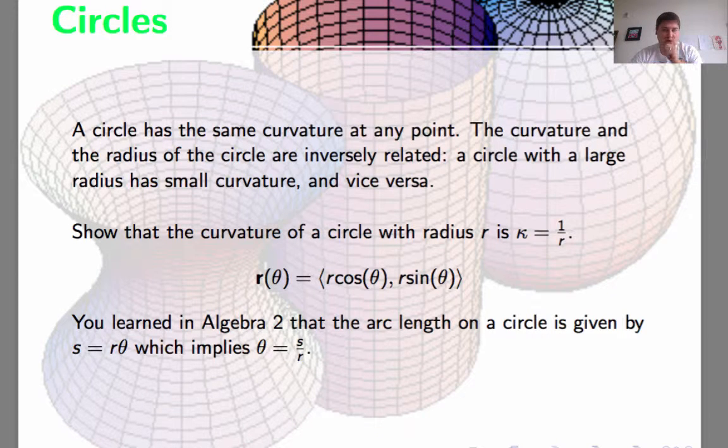So you'll remember that for a circle, the parameterization is r of theta equals the vector r cosine of theta comma r sine of theta. And hopefully you remember from your Algebra 2 days that the arc length on a circle can be found by simply multiplying r by theta, as long as theta is in radians. So you take the radius of your circle, multiply it by the angle, which is what part of the circle you're looking at, and you're in business. So rearranging this, we see that theta is going to be equal to s over r, s again being the arc length parameter, and r being the radius.